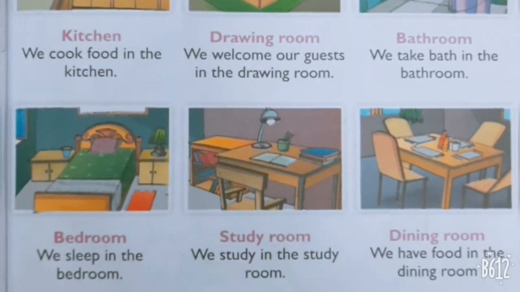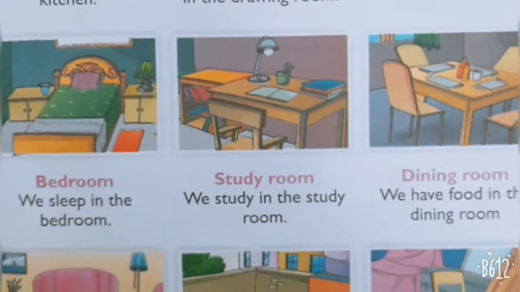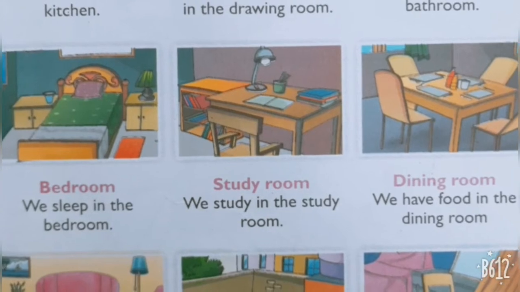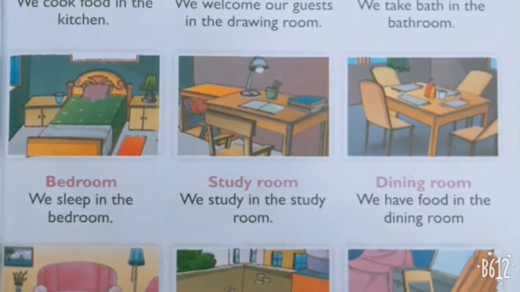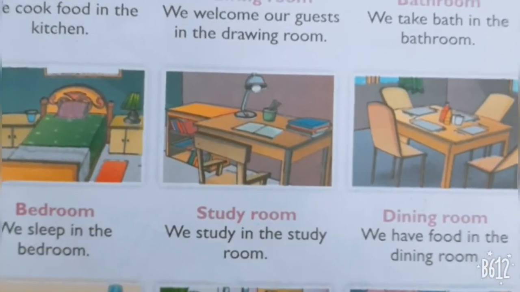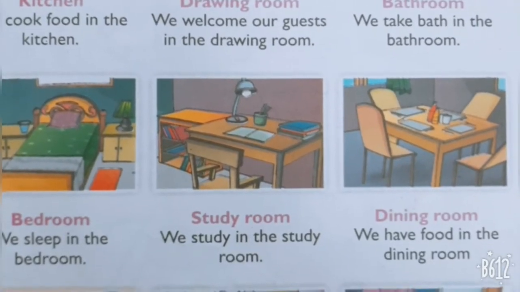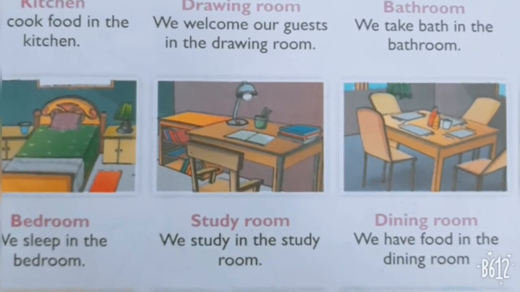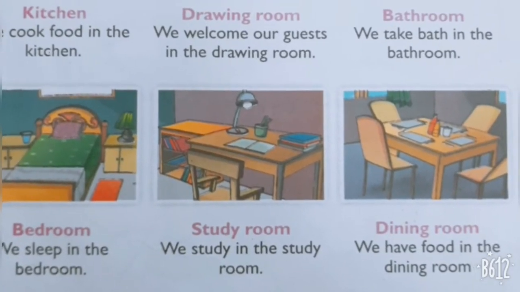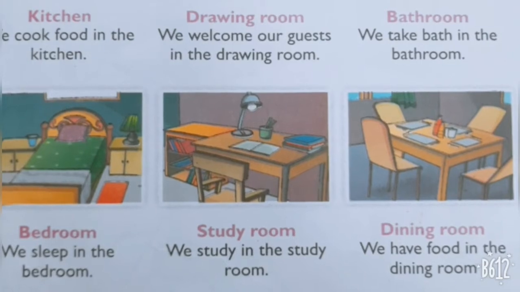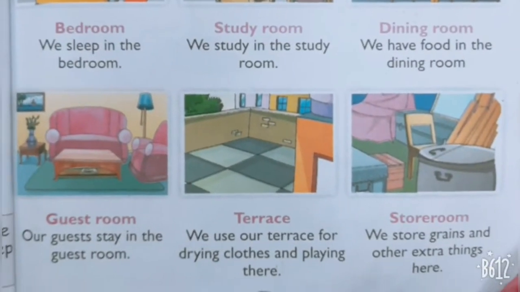Now come to bedroom. It's very important because we take rest and we sleep in the bedroom. Then study room. We study in the study room. The study room is also very important for you children because you have to study now. Now come to dining room. We have food in the dining room, and you can see in the picture the dining table is kept with 4 chairs, so that when you eat food, your posture is correct.